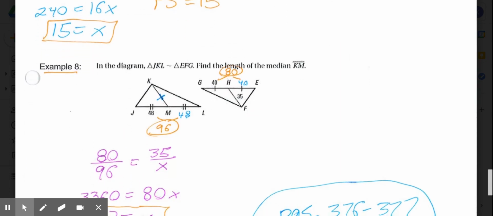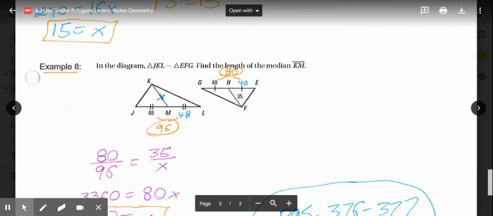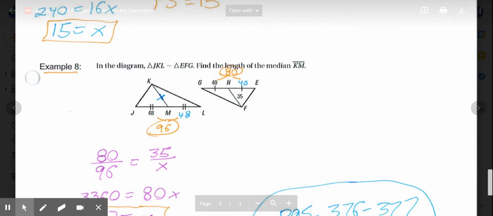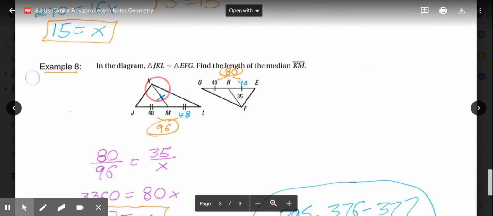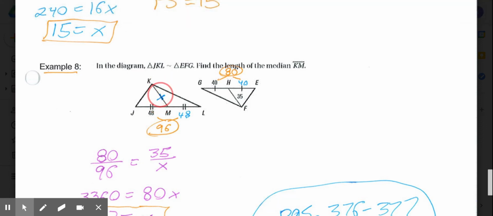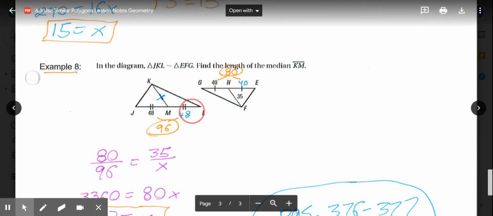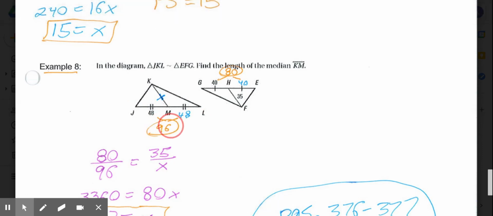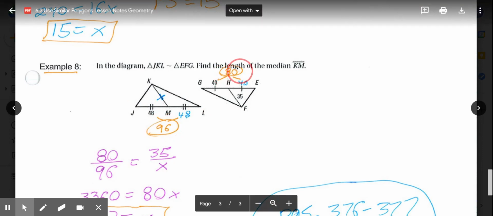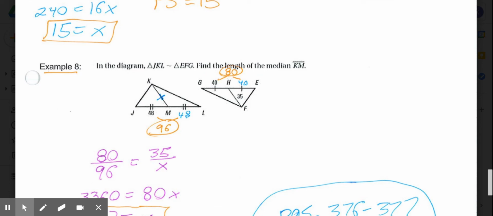Then example 8 tells us triangle JKL is similar to triangle EFG. Find the length of the median KM. So I'm looking for KM, which I'm going to make my variable, letter x. I know that corresponds with the 35 here. If I flip this triangle, then GE would correspond with JL. So JL is 96, GE is 80.